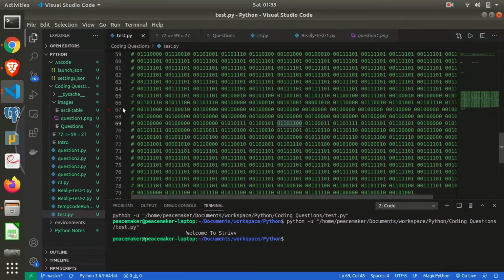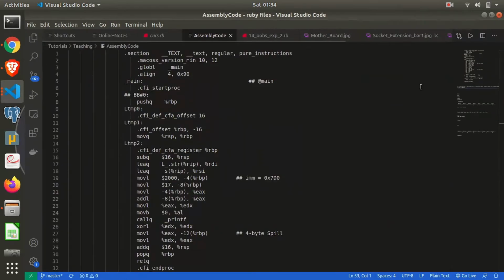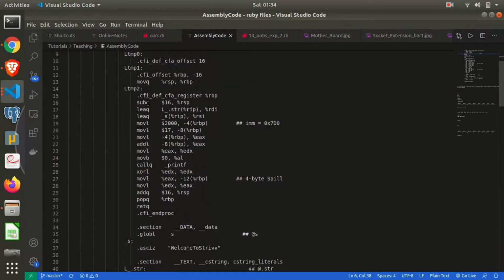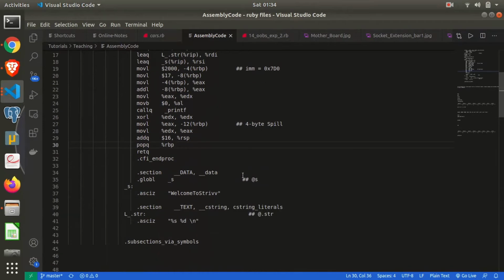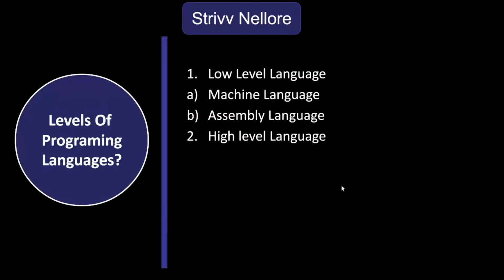Now let's see how assembly language looks. So this is how the assembly language looks. It consists of symbols like percentage and hashtags, and commands like subtract, move, add. So this is the assembly language for printing welcome to Strivv.